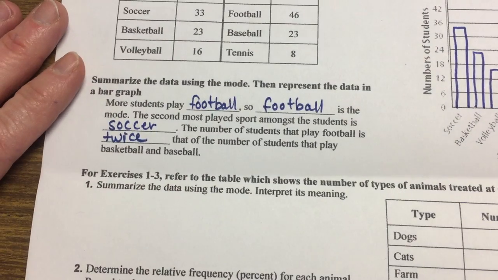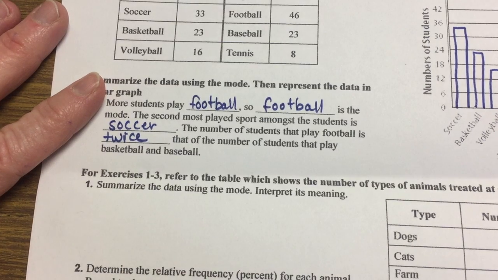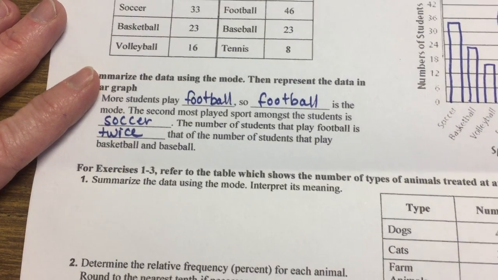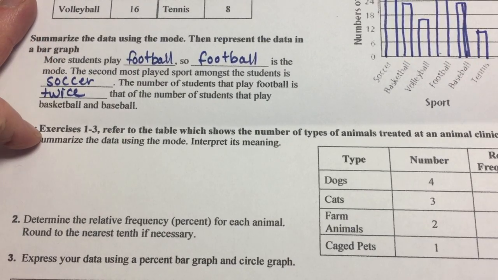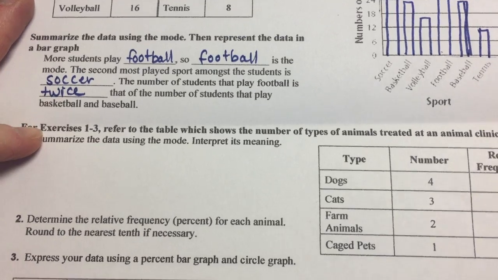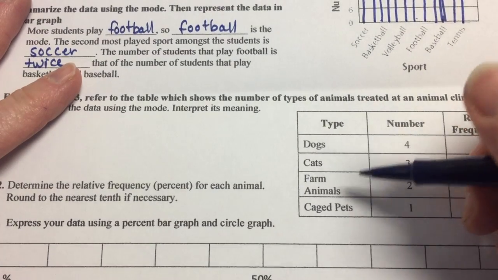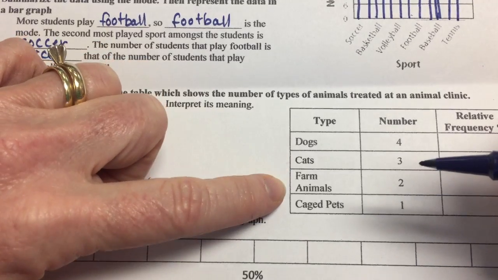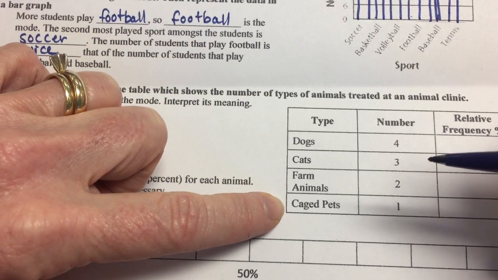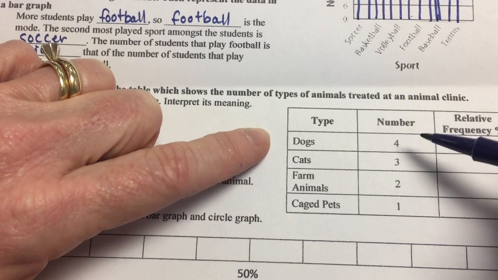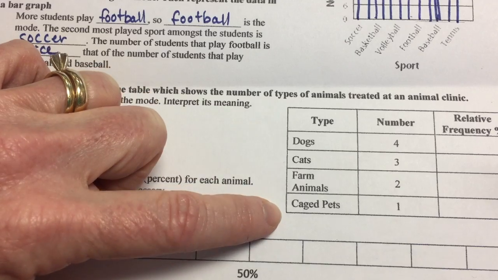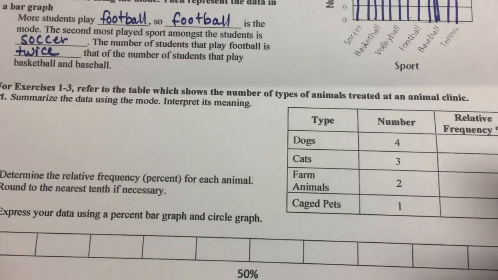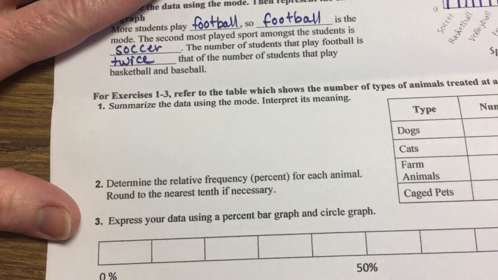Okay, so moving on. Exercises 1 through 3 refer to the table, this one here, which shows the number of types of animals treated at an animal clinic. Summarize the data using the mode, and then interpret its meaning. So again, I'm going to look at the different categories of animals. So there's dogs, cats, farm animals, and caged pets. I can see that dogs were the most treated type of pet, and caged pets were the least treated. So I'm just going to use that to write a statement about the data.